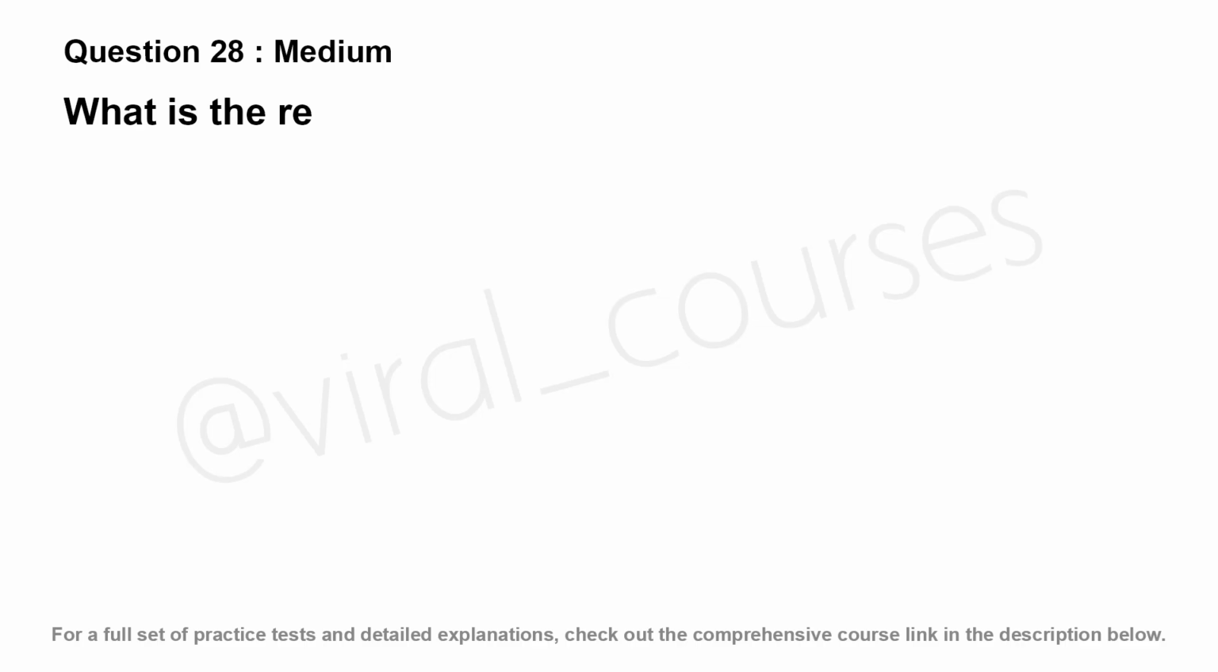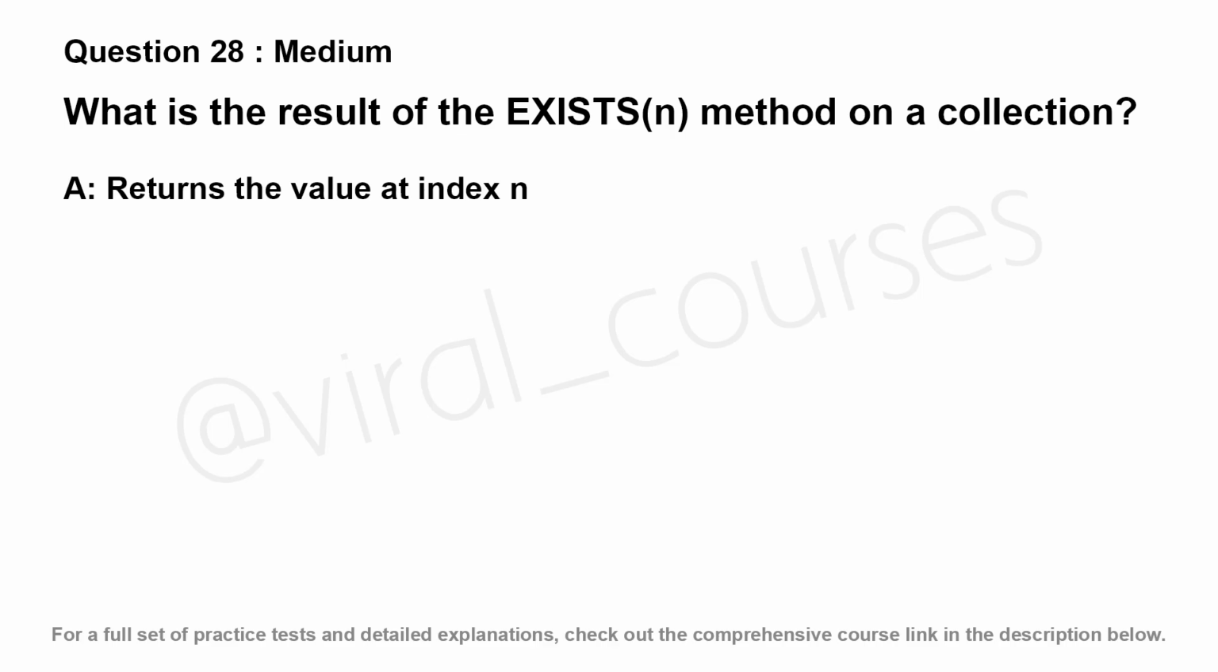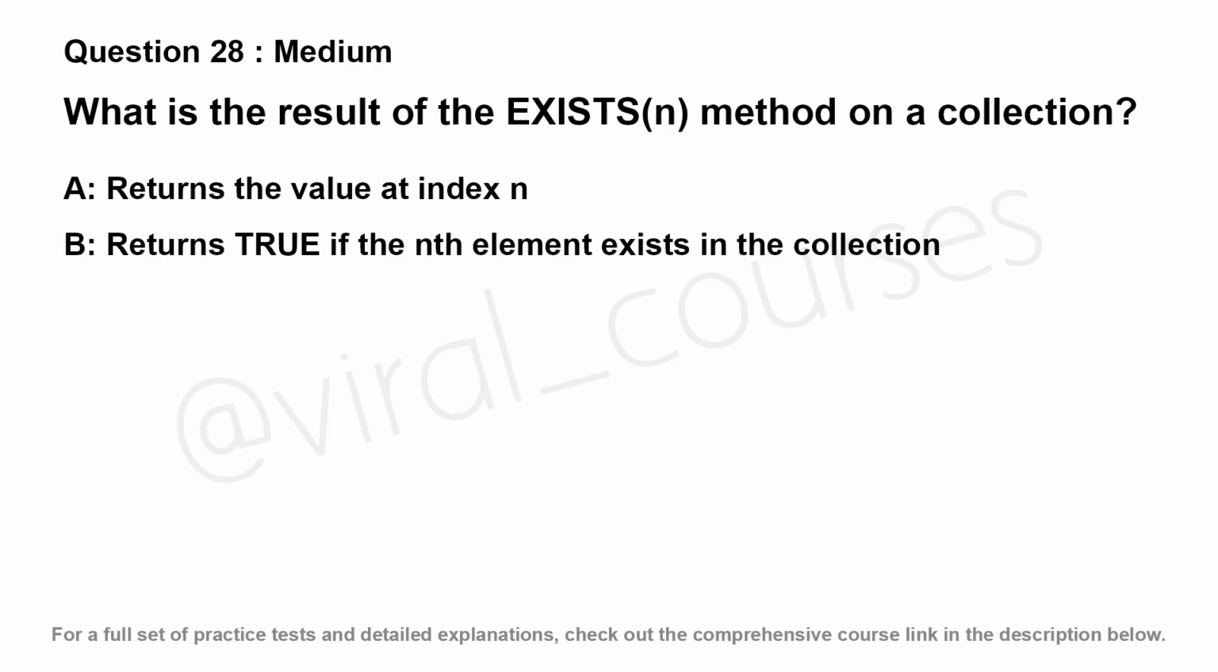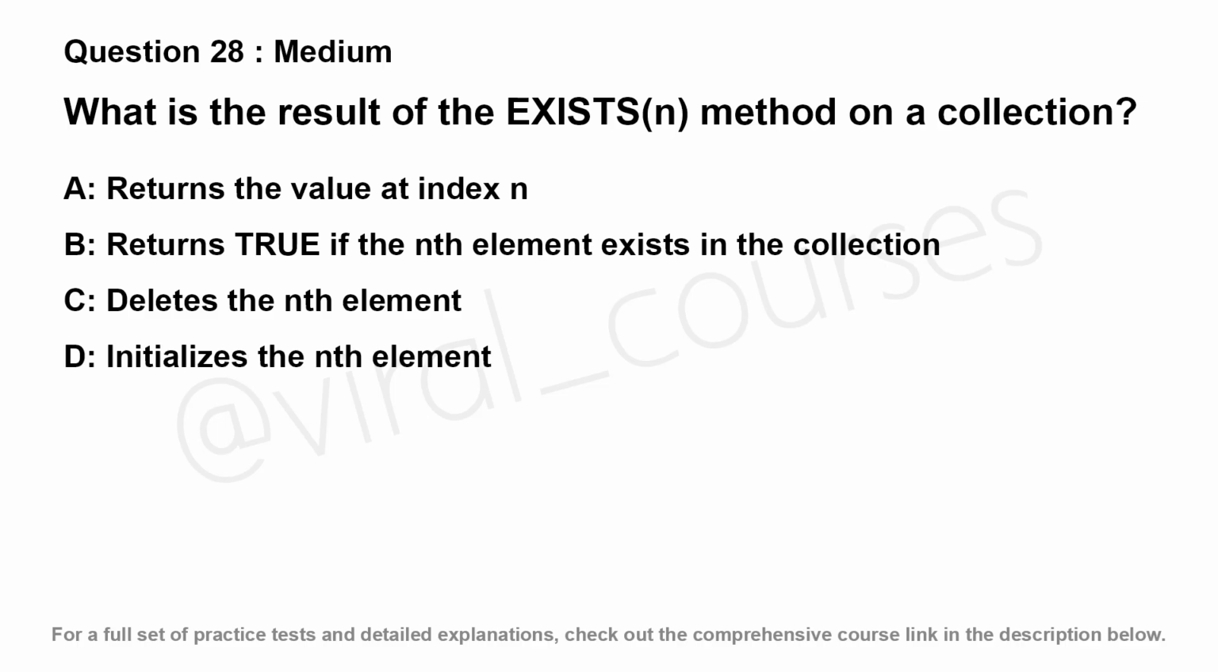What is the result of the EXISTS(n) method on a collection? Option A. Returns the value at index n. Option B. Returns true if the nth element exists in the collection. Option C. Deletes the nth element. Option D. Initializes the nth element.